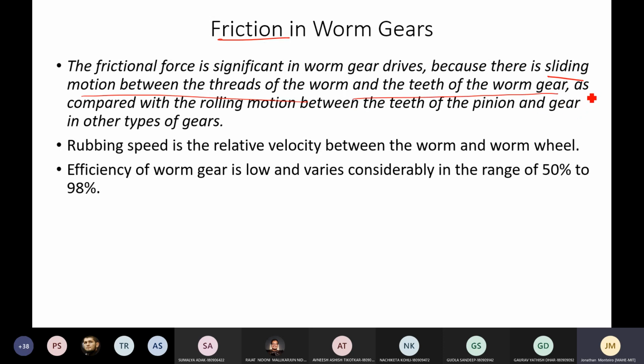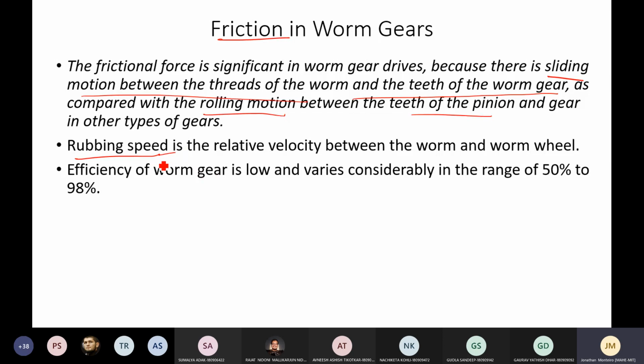When we compare other gears, there is a small amount of rolling motion between the teeth and the pinion. If you say spur gear, then it is totally a rolling motion. Helical has more rolling motion and a small amount of sliding motion. But when it comes to worm gears, it is more of a sliding motion, very little rolling motion. Because of this, a significant amount of frictional heat comes out, and because of that, there is a concept of rubbing speed.